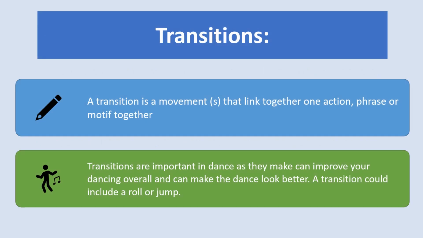The first one is transitions. A transition is a movement that links one action together to another. They are important in dance because they can improve your dancing overall. This can make the dance look better. So a transition can include a roll or a jump.